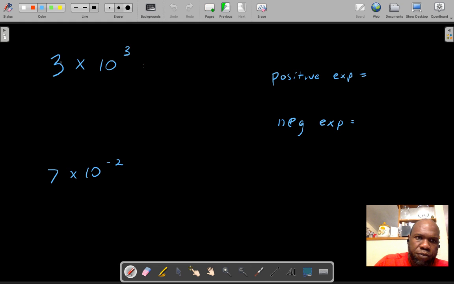So first we have 3 times 10 to the third power. So what do we know about 10 to the third power? That's basically 10 times 10 times 10, and that equals 1,000. So if you think about it, basically what we're doing is taking 3 times 1,000, which equals 3,000.